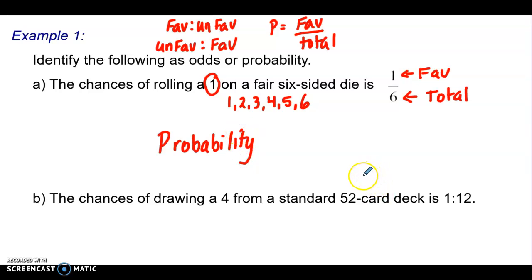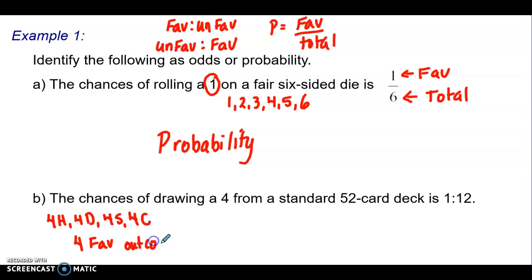Part B. The chances of drawing a 4 from a standard 52 card deck is 1 to 12. So first of all, let's look at the number of possible ways to draw 4. We can have the 4 of hearts, 4 of diamonds, 4 of spades, or the 4 of clubs. There are 4 favorable outcomes.